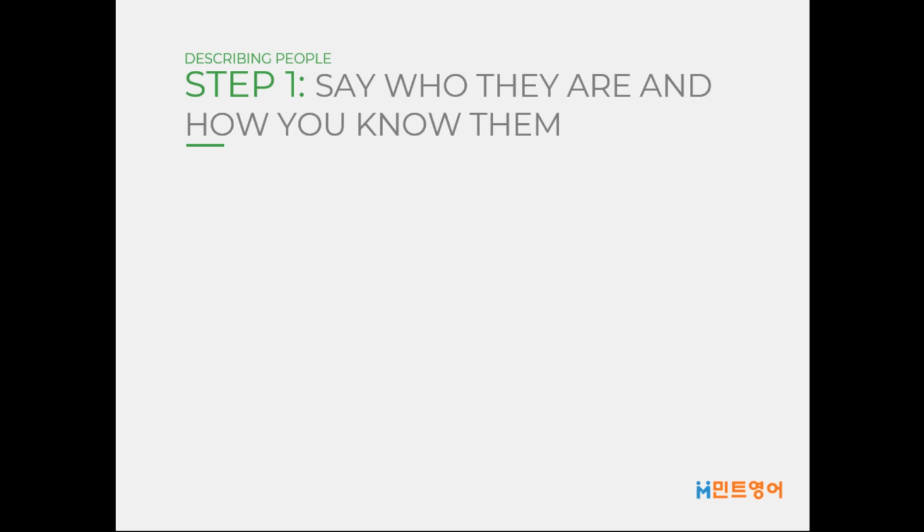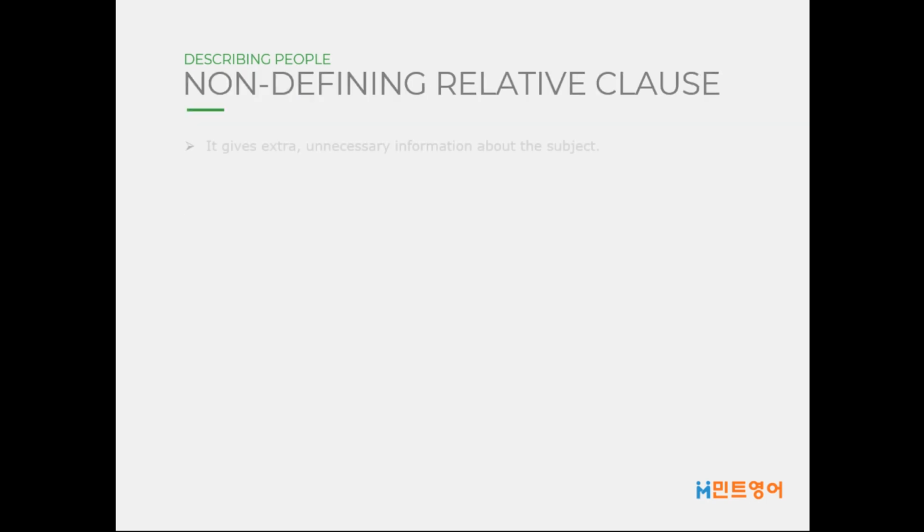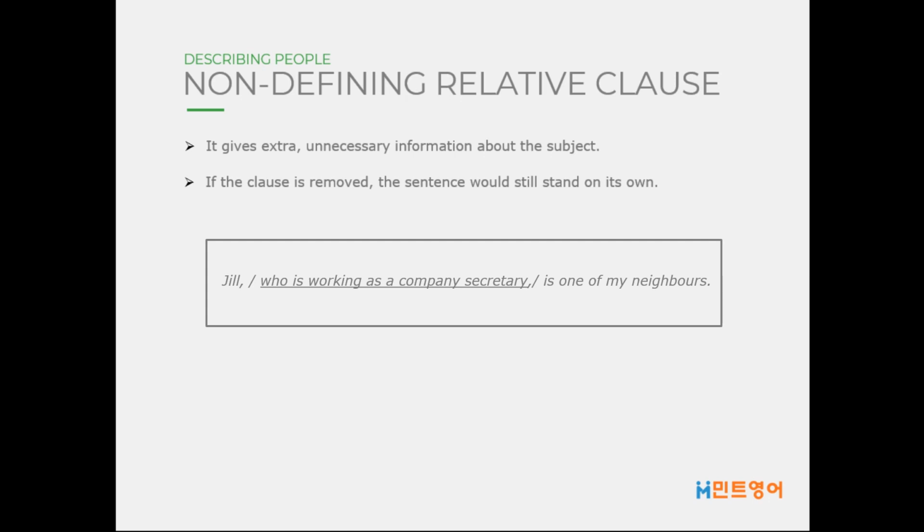This can be done using a relative clause to provide information about the person you will talk about. There are 2 main types of relative clause: non-defining and defining. A non-defining relative clause gives extra, unnecessary information about the subject. If we were to remove the relative clause, the sentence would still stand on its own. Take note that you have to pause at the beginning and the end of the relative clause. Look at this example.